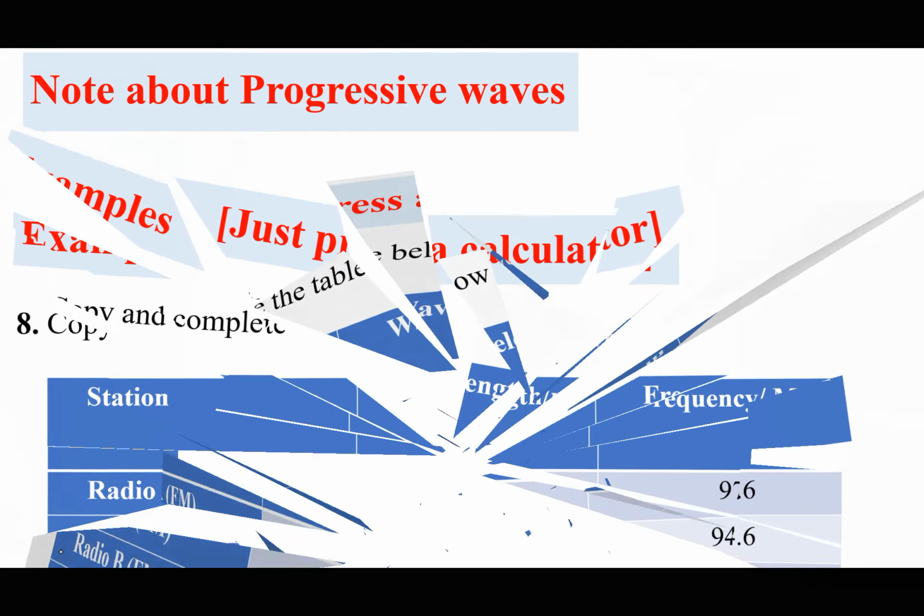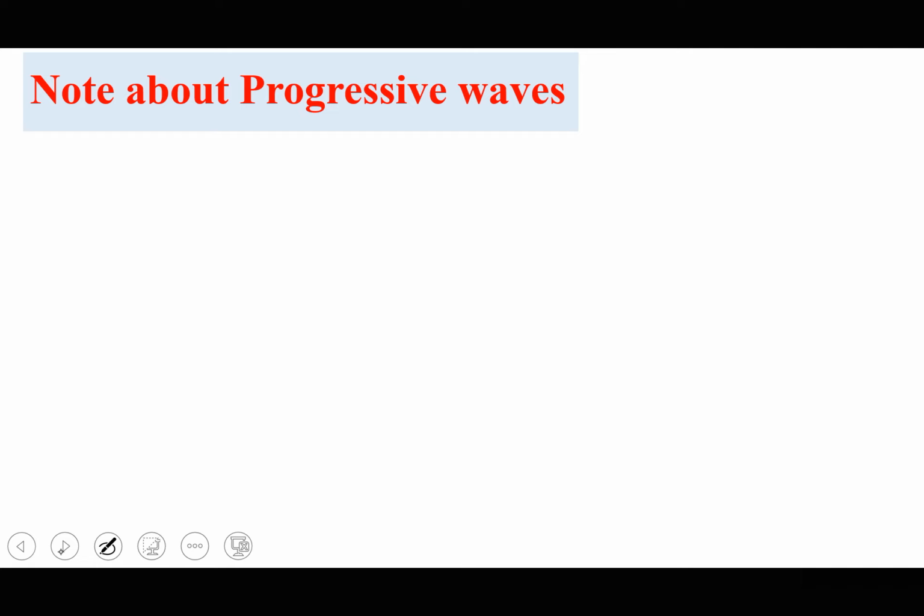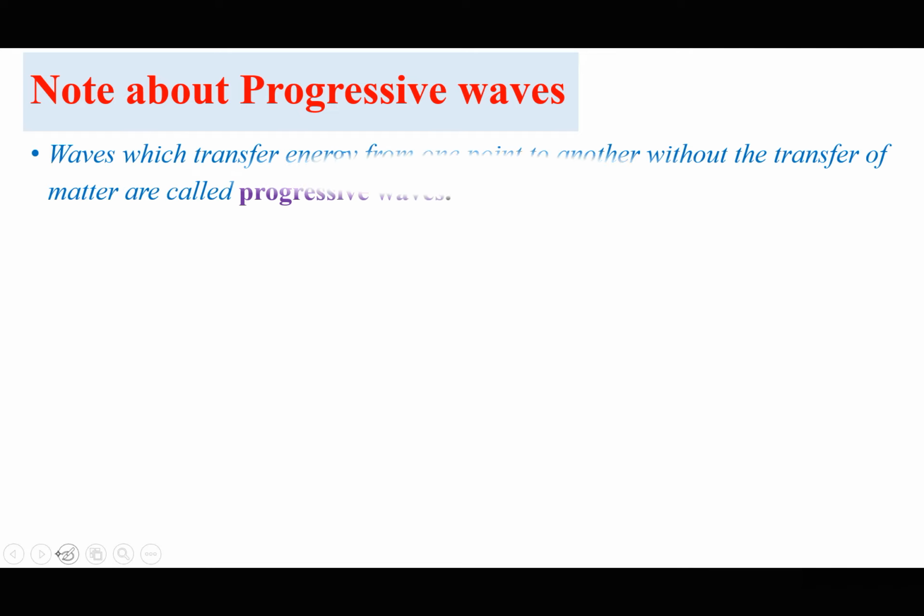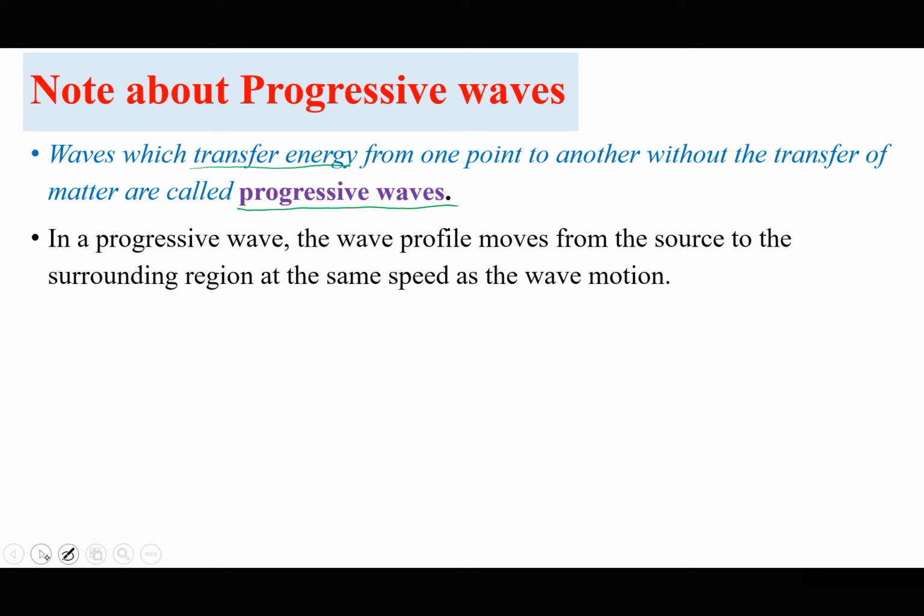So to sum up lesson 2, I want you to note the following. Number 1, we have mentioned that waves which transfer energy from one point to another without transferring matter are going to be called progressive waves. So we now know what progressive waves are. And of course, in progressive waves, the wave profile moves from the source to the surrounding region at the same speed as the wave motion itself. That's why we define wave speed as the speed at which the wavefront moves in a given direction.